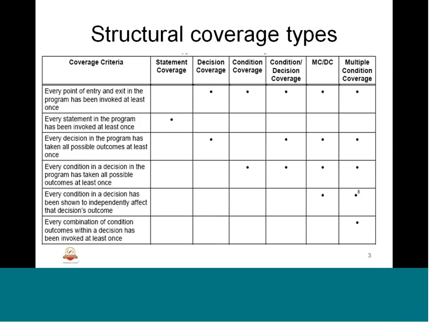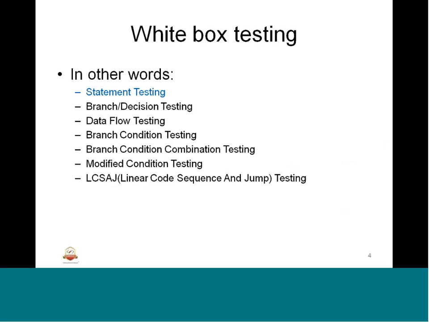Okay, so white box testing has the below types of testing methods. The first one is statement testing, and the next one is branch decision testing. The other one is data flow testing, and branch condition testing. We have branch condition combination testing. We have modified condition testing, and the last one is linear code sequence and jump testing. Statement testing: the idea with statement coverage is to create enough test cases so that every statement in the source code has been executed at least once.